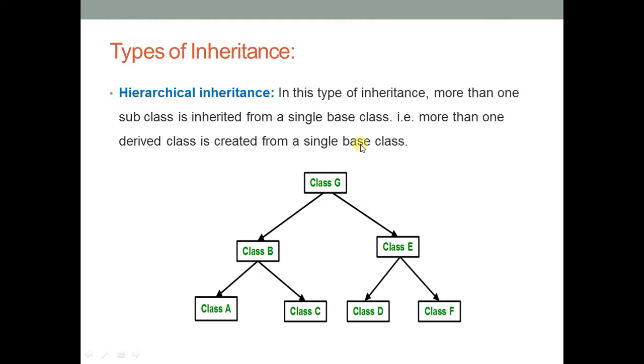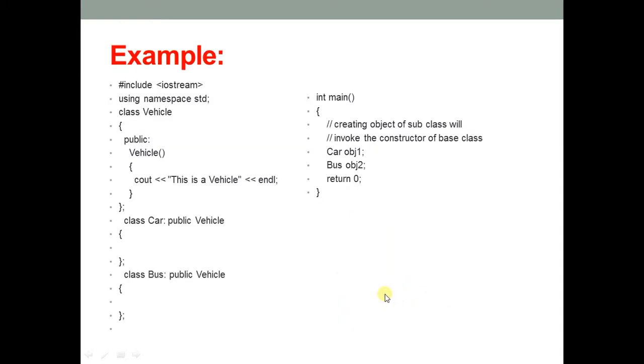Yes, it is totally opposite of multiple inheritance. Here we have created a class B, this is the base class. From this base class we have created class A. From class B again we have created class A and class C, and on the right side we have created a class E from G, and from E we have created D and F. So this is the hierarchical inheritance. Let us see with the help of this example.